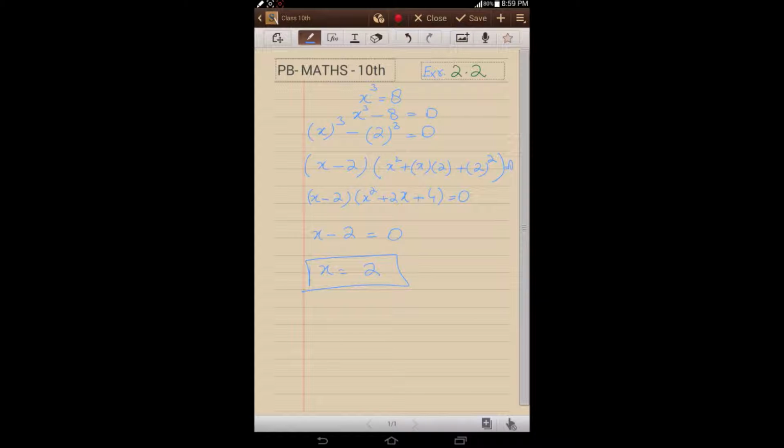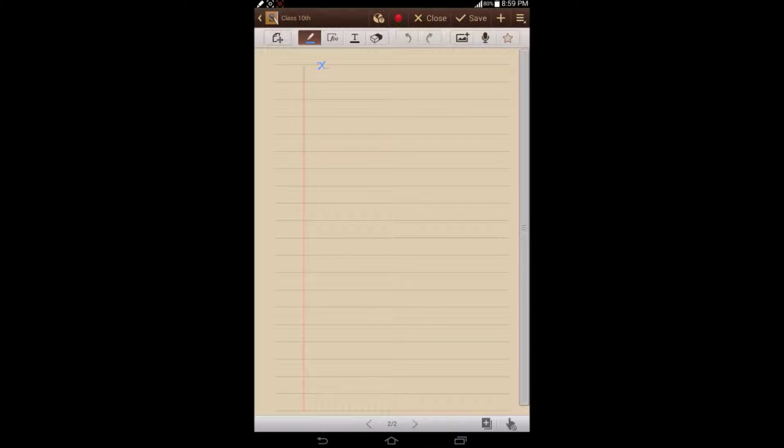So let's start with the second part. Let's do it on second page. We can write x square plus 2x plus 4 is equal to 0. We can use quadratic formula to solve it. We know our quadratic formula is x is equal to minus b plus minus square root of b square minus 4ac, divided by 2a. And we have a equal to 1, b is 2 and c is 4. Let's put these in the formula.